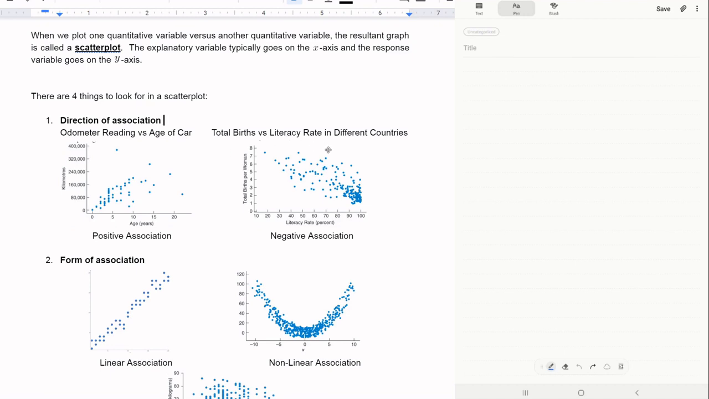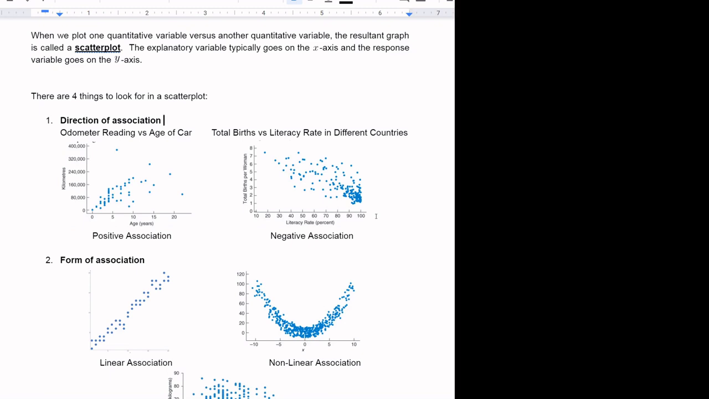Now, if we look at the right scatter plot, what we have is a negative association. As one variable increases, the other quantitative variable will decrease. Here we have the total number of births versus the literacy rate among different countries. If we have a higher literacy rate, then we should see a decrease in the total number of births per woman. The more educated you are, the better decisions you will make when it comes to reproduction.